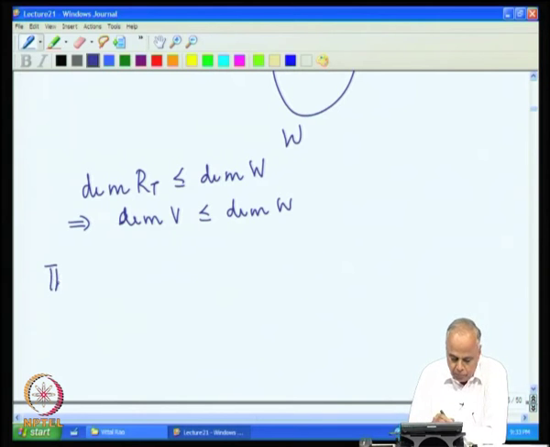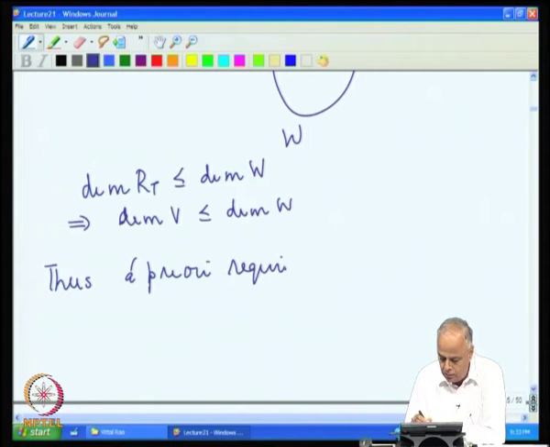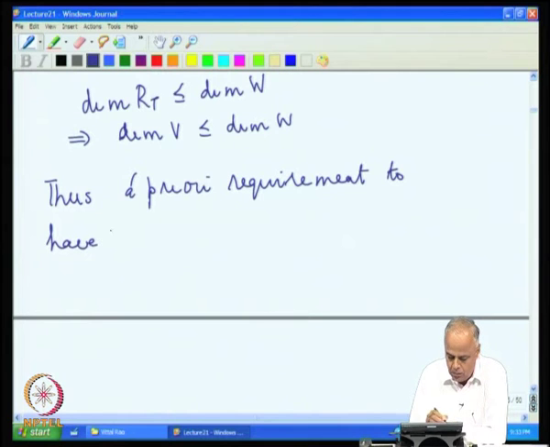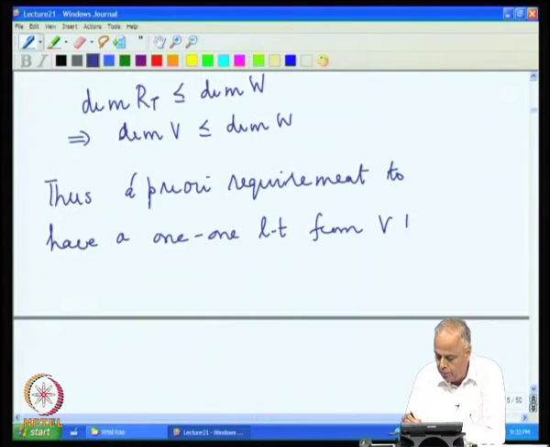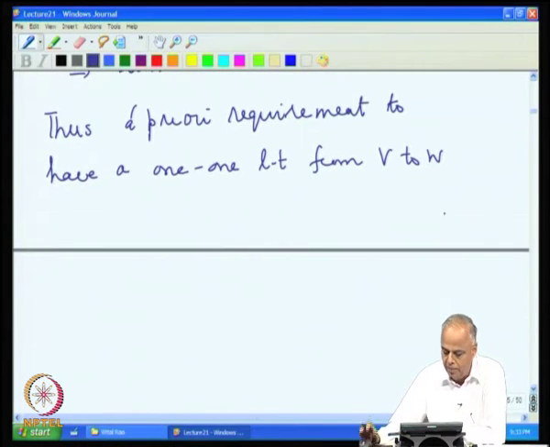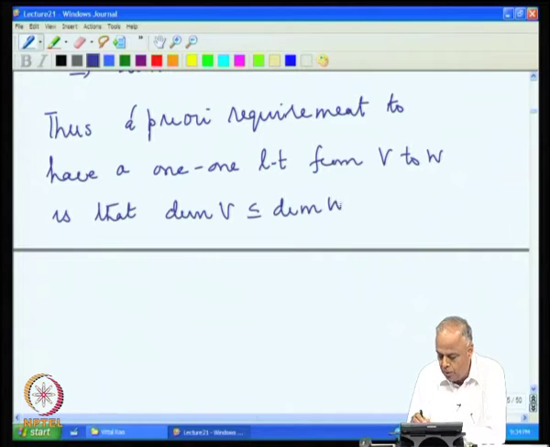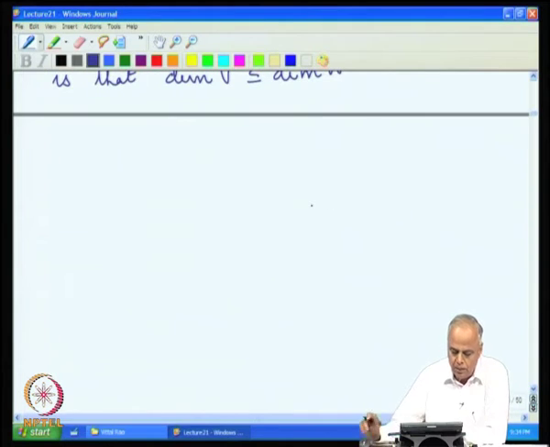So, thus, a priori requirement to have a 1-1 linear transformation from V to W, recall, we are assuming all are finite dimensional, is that the dimension of V be less than or equal to the dimension of W. If for any chance the dimension of V is greater than the dimension of W, there is no hope of finding a linear transformation from V to W which is 1-1. Let us look at some simple examples.